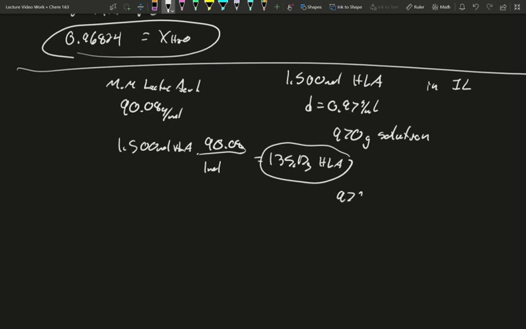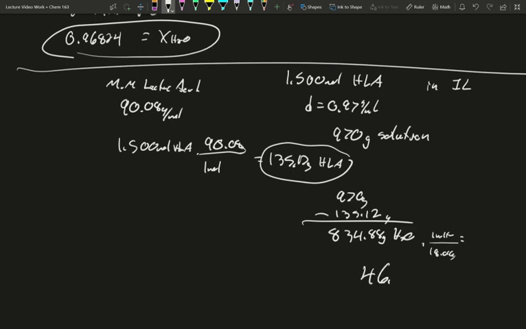So 970 grams minus 135.12, 834.88 grams of water is the amount of water. It's 18.016 grams in every 1 mole for water. And so that's going to give us 46.341 mole of water. So I know my moles of water and I know my mole fraction of water.